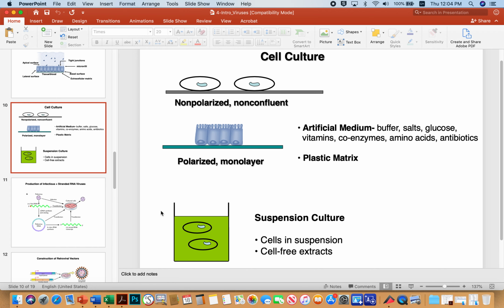One of the ways we propagate bacterial viruses is suspension culture, where cells can be suspended in an artificial medium, and then obviously the viruses can have access to all surfaces of the cell. And the same thing with bacterial viruses as well. As I said, these could be bacterial cells or animal cells, depending on what you're trying to propagate.